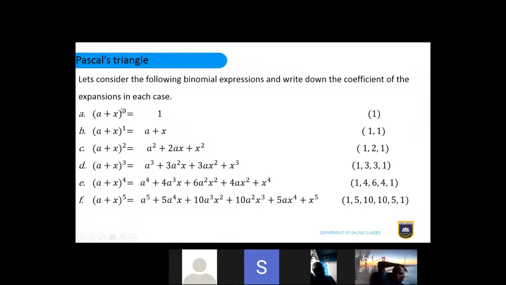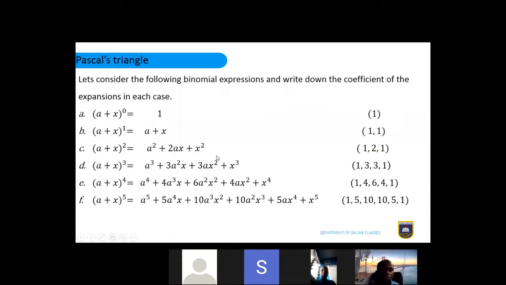(a + x)^0. The number of terms we have there is 1. So we have one more than the exponent. The exponent is 0. When we have (a + x)^1, the number of terms we have is 2, and the exponent is 1. So in that case, the number of terms in the expansion is 1 more than the exponent. The third example, we have exponent 2, but the number of terms we have here is 3.